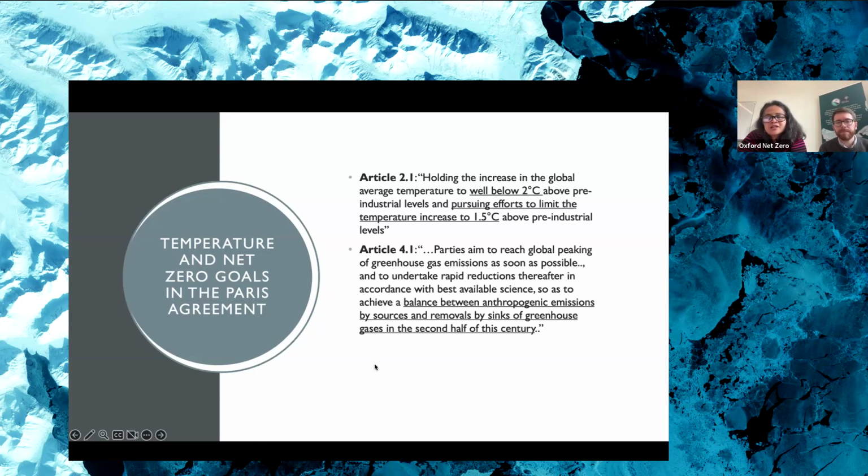The Paris Agreement characterizes what we've now termed net zero as a balance between anthropogenic emissions by sources and removals by sinks of greenhouse gases in the second half of the century. And parties are to aim to reach global peaking of greenhouse gases as soon as possible and to undertake rapid reductions so as to achieve this balance.